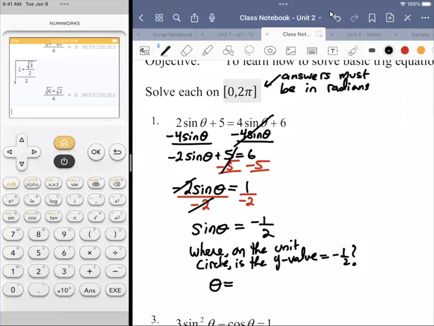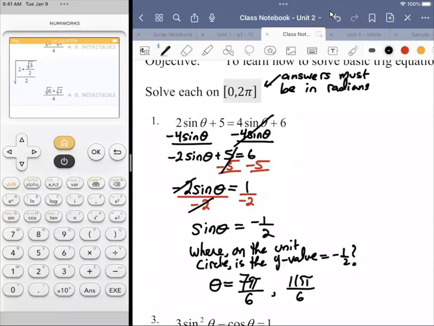All right. So yeah, I might know that it's 210 degrees, but I'd have to figure out the radian equivalent of that, which would be 7 pi over 6. And 11 pi over 6 would be 330 degrees.